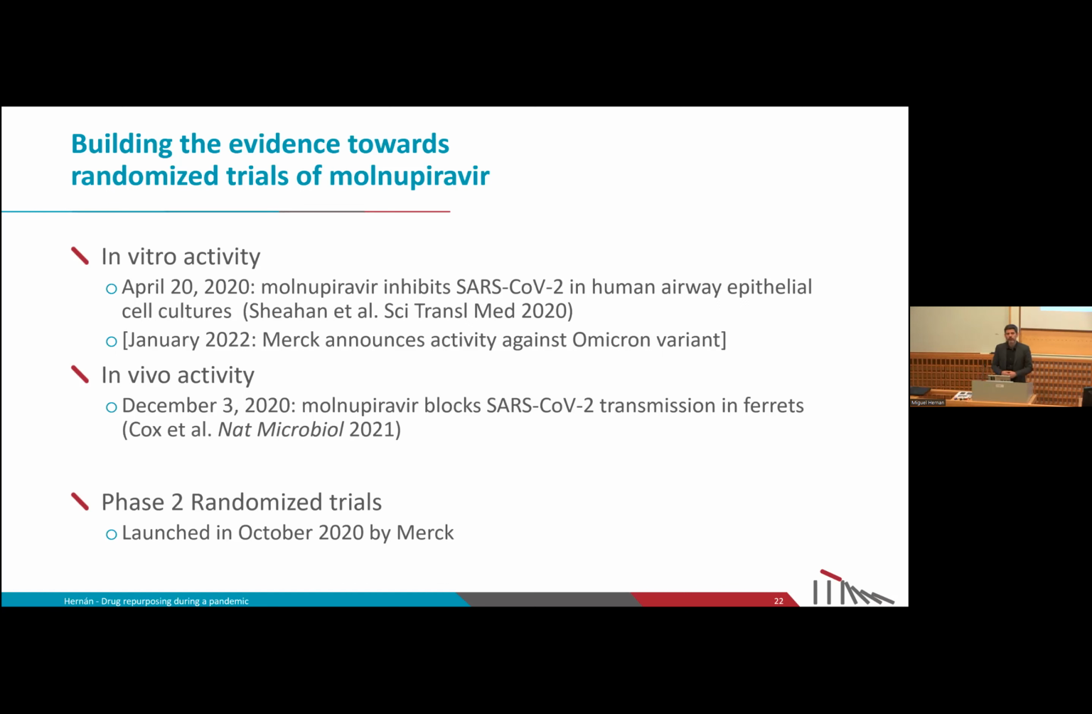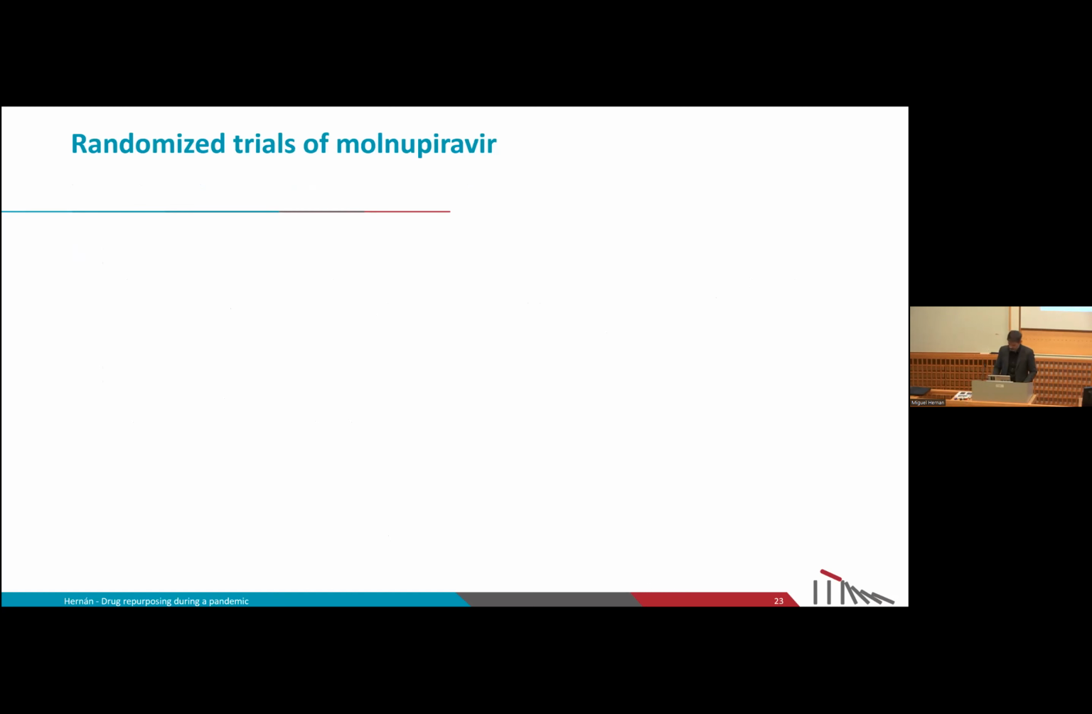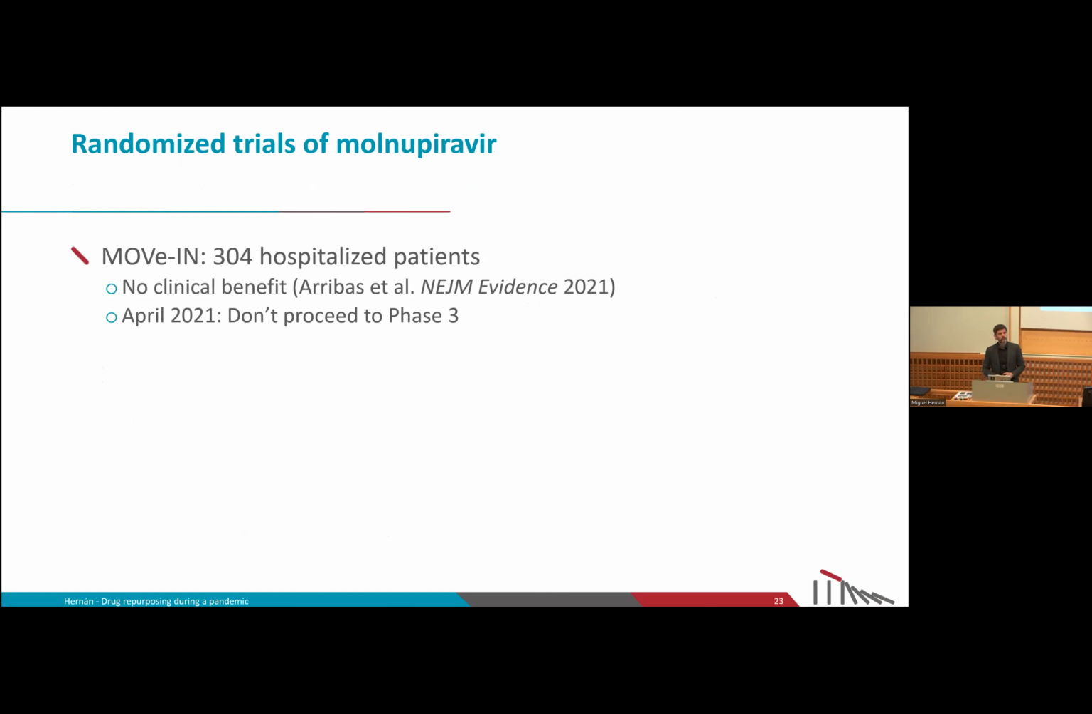So with this and similar evidence, Merck decided to launch phase 2 randomized trials. Two phase 2 randomized trials were launched in October of 2020. The first one was in hospitalized patients. It was known as MOVe-IN. No clinical benefit was found. And in April 2021, Merck decided they were not going to proceed to phase 3 with molnupiravir in hospitalized patients. It just doesn't work, same as we saw earlier.